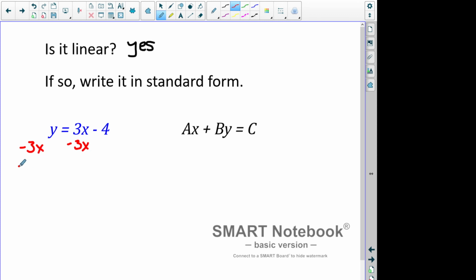So now when I combine these together, I get negative 3x plus y equals negative 4.